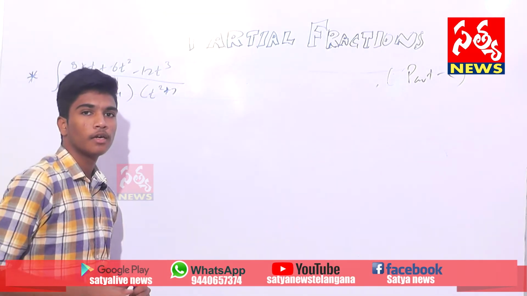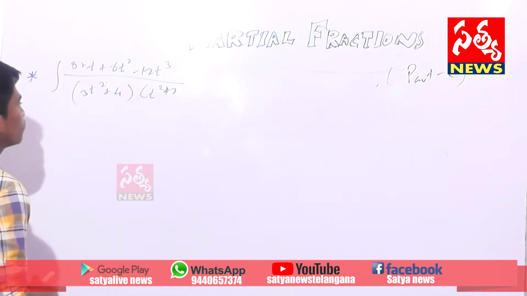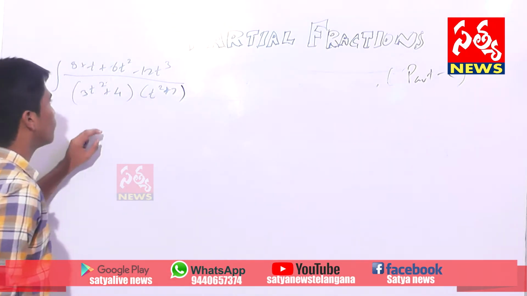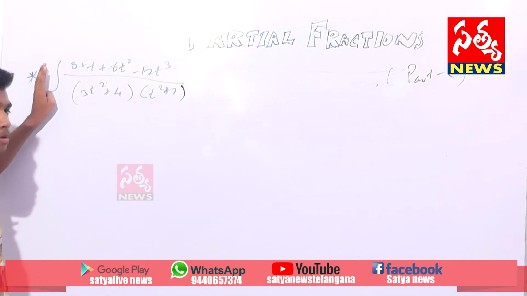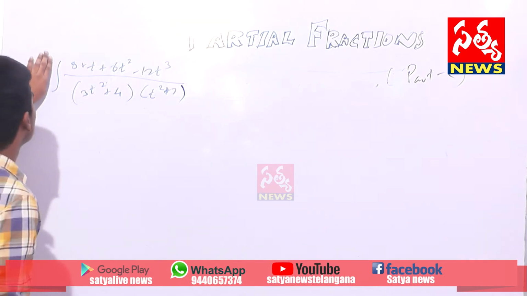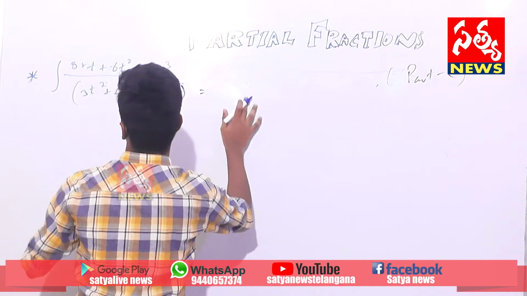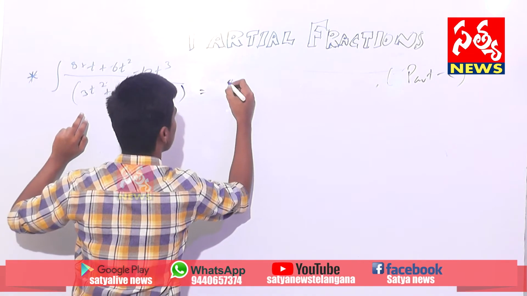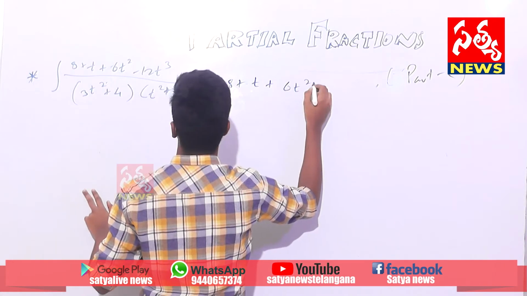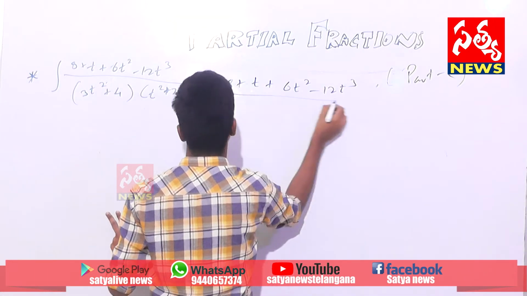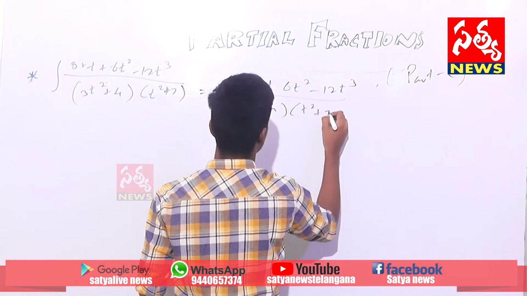As I said, partial fraction is mainly used in integration. Here is a problem of integration where we have to use partial fractions. For some time, take out this integration. Now only write the expression: 8 plus t plus 6t square minus 12t cube by 3t square plus 4 into t square plus 7. Okay.